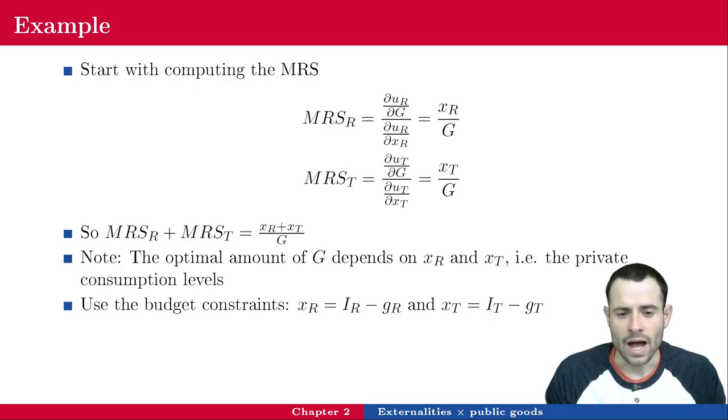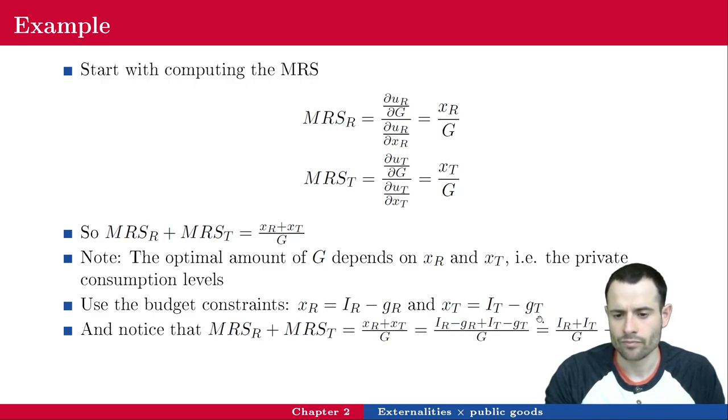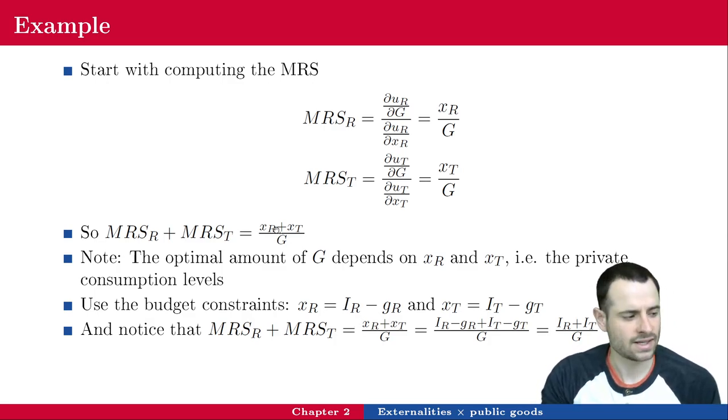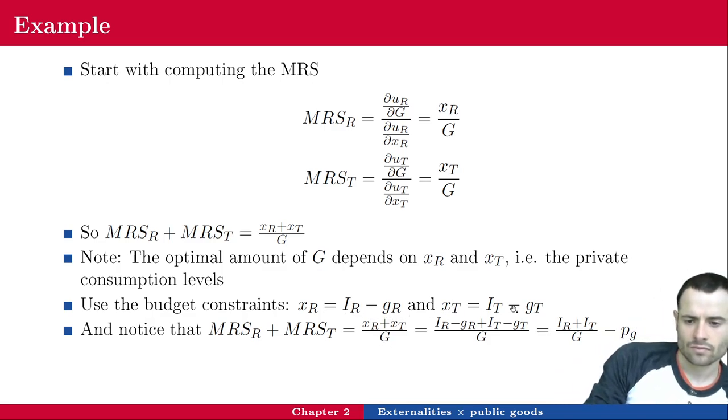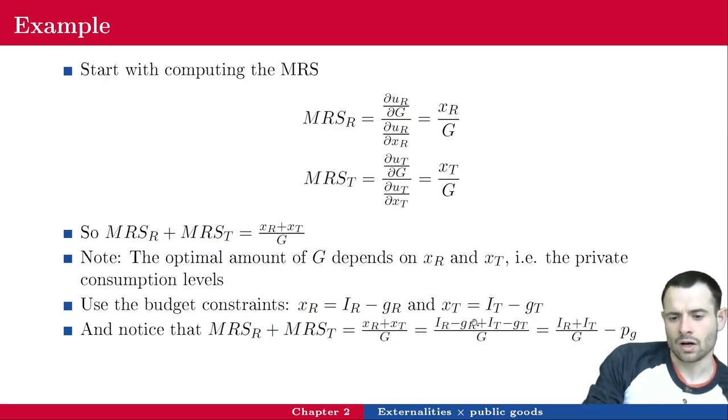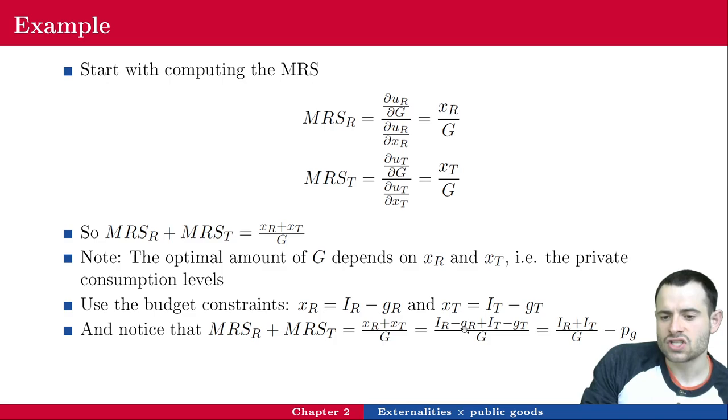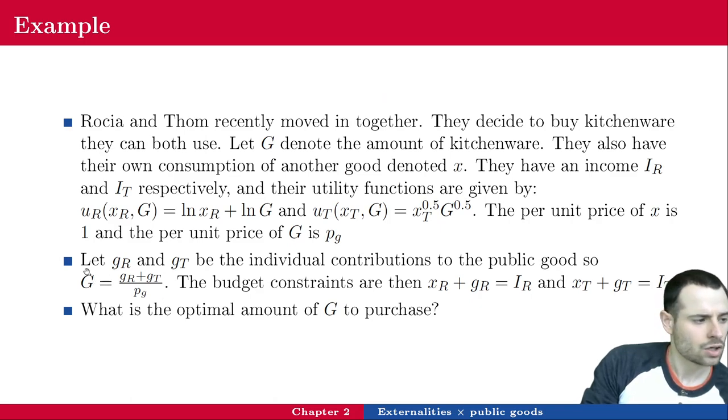If I use the budget constraints, I can actually substitute XR and XT for the money amounts for income and for the individual contributions to the public good. So, if I replace XR and XT by those amounts, I get XR plus XT over G equals IR minus GR, that's XR, plus IT minus GT, that's XT, divided by G. Now, it turns out that G minus GR minus GT over big G is equal to PG, the price of providing the good. That is coming from this condition here.